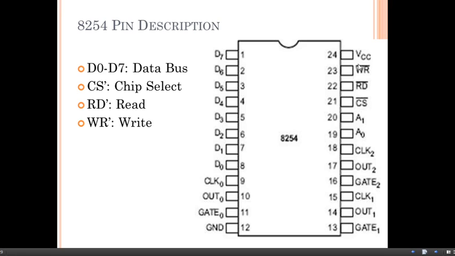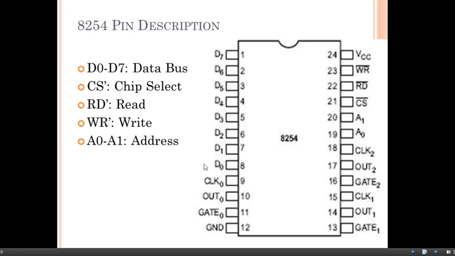Next is write bar, pin number 23. It is also an active low input signal and it is also used in coordination with the address lines A0 and A1, and it is used for loading the counters or initialization of the counters.